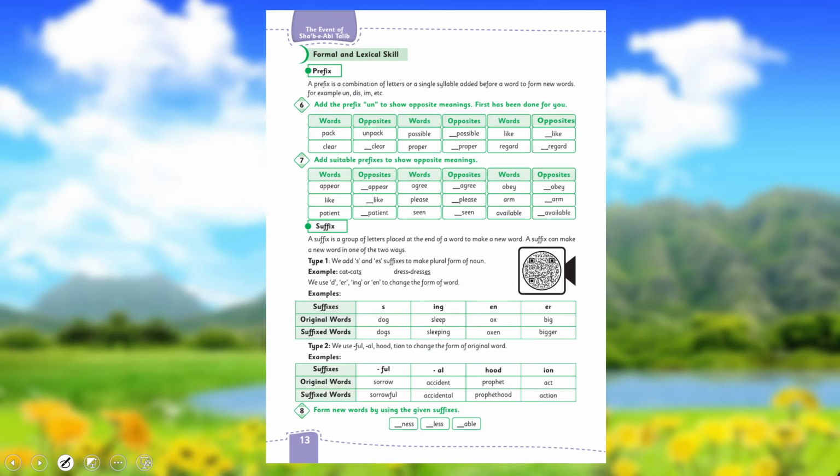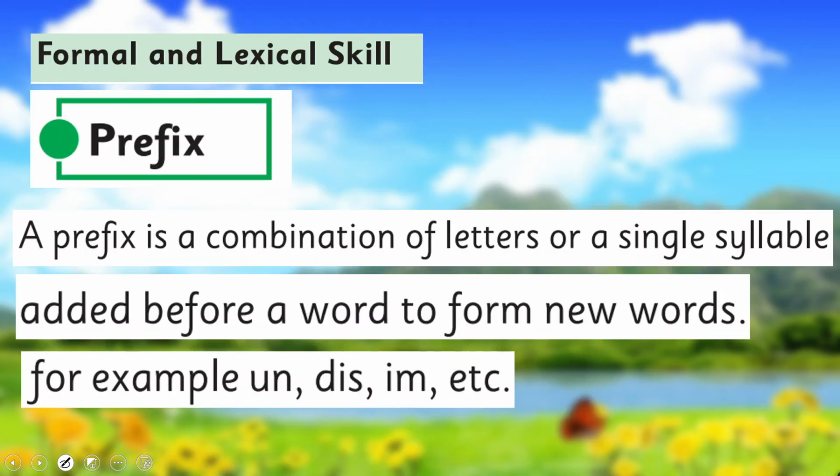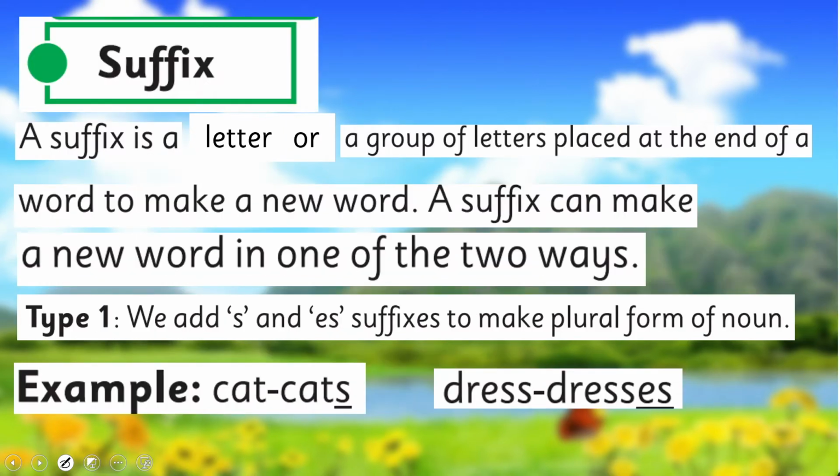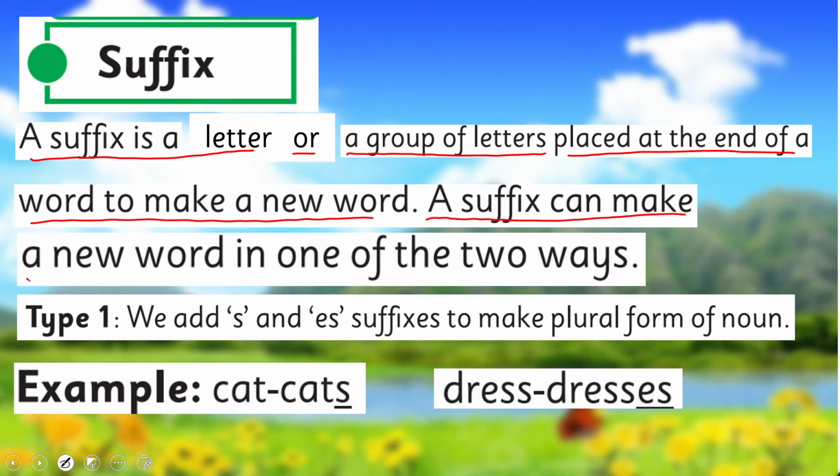All right. Now let's see, what does your book say about it? Let's practice it from your book. A prefix is a combination of letters of a single syllable added before a word to form a new word. For example, un, dis, etc. And a suffix is a letter or a group of letters placed at the end of a word to make a new word. A suffix can make a new word in one of two ways.